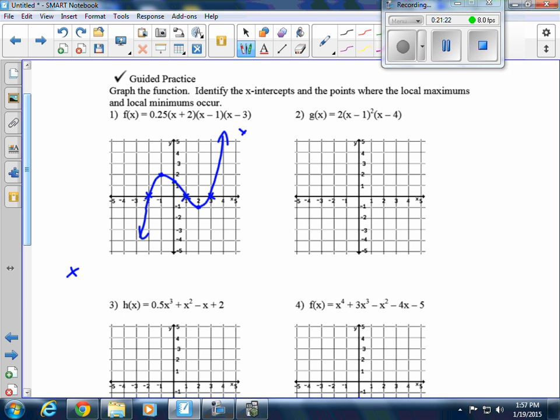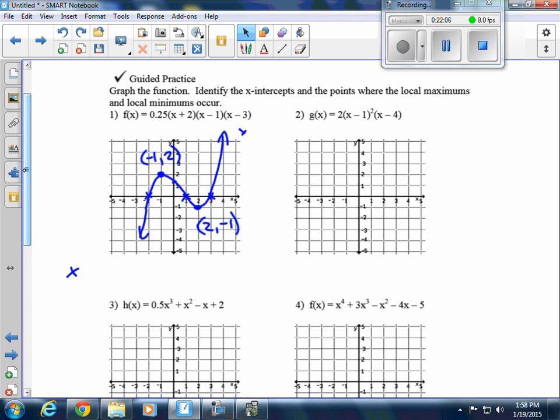Now, they ask in this question to identify the x-intercepts. Well, the x-intercepts are easy. The x-intercepts are negative 2, 1, and 3. Okay, so that's what you would write for your x-intercepts. The local maximum in this case is right here, and that is the ordered pair negative 1, 2. The local minimum occurs right here, and that is the ordered pair 2, negative 1. So using your minimums and maximums, find those things out.